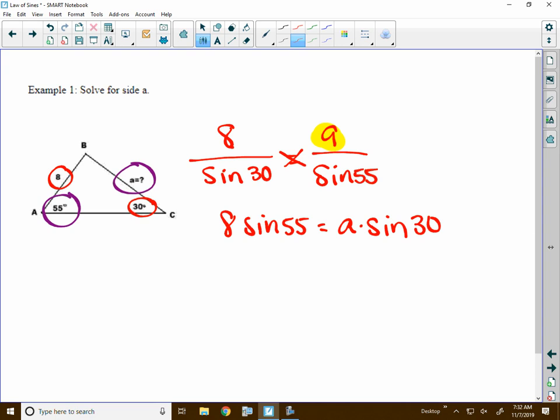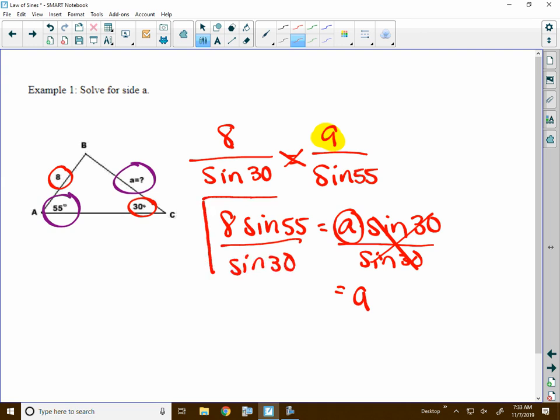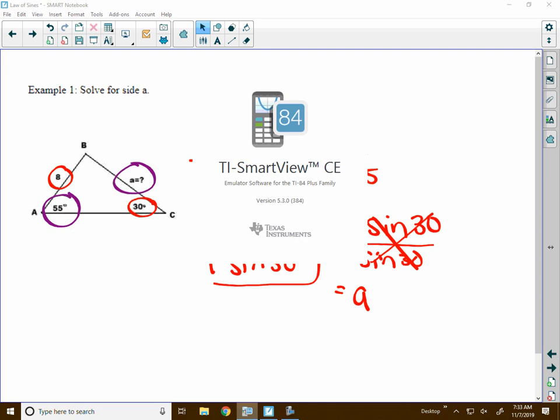Okay, how am I going to get A by itself? What do you think? Divide by sine 30. Yes, very good. So I'm left with A over here. And then this part is what I put in my calculator. I'm going to do that part with you because it gets tricky with all the different moving parts. So we're going to put that in our calculator together.